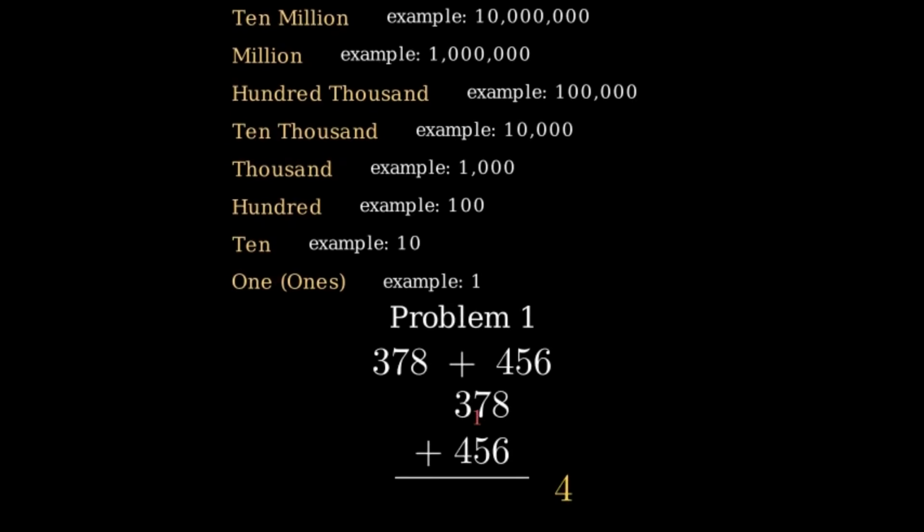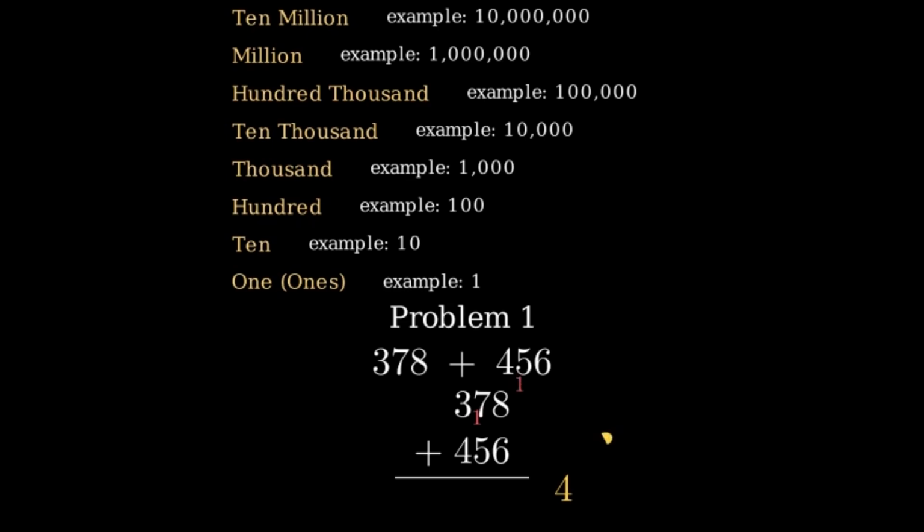We'll stack the numbers by place value, add the ones column, then the tens, then the hundreds, carrying when needed. I'll read the steps aloud. 378 plus 456. First, add the ones. 8 plus 6 equals 14. We write down 4 in the ones place and carry 1 ten to the tens column.